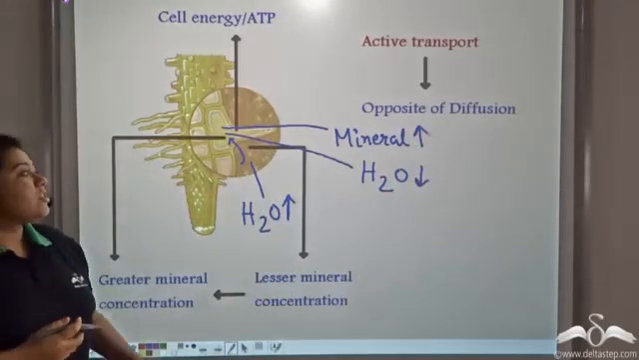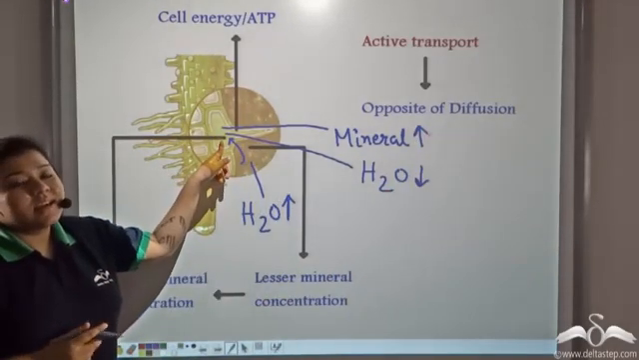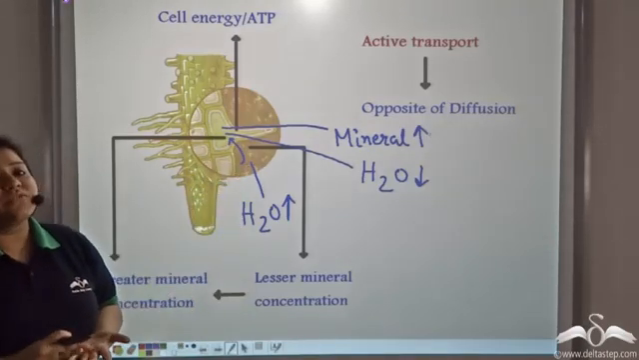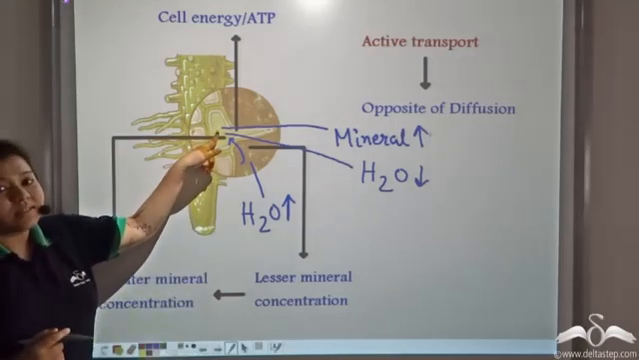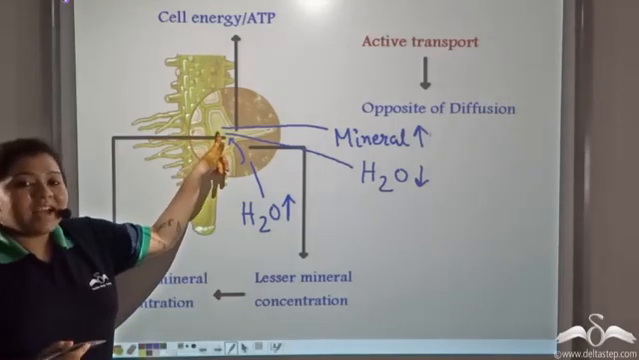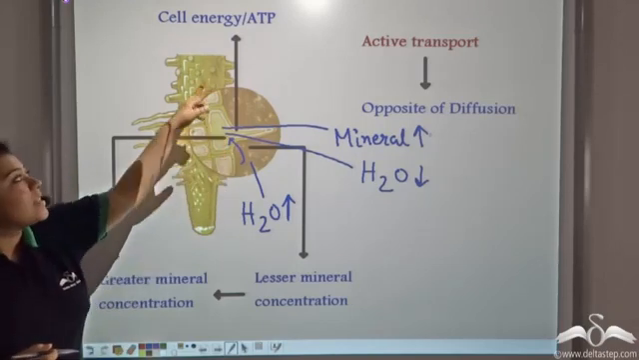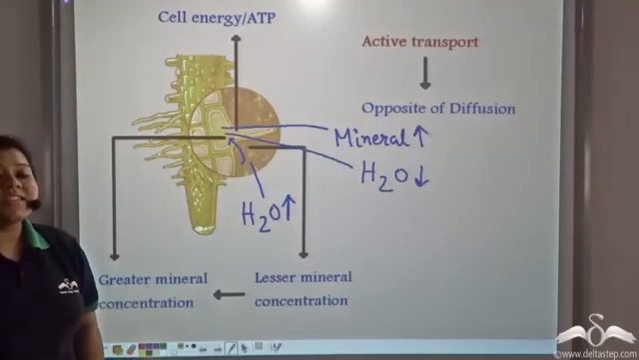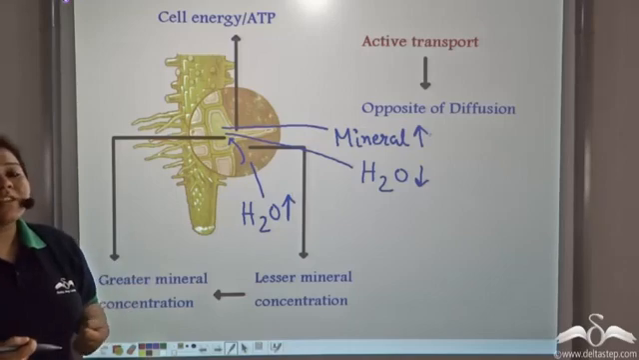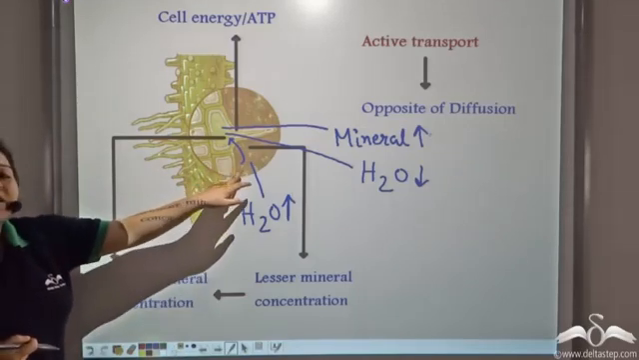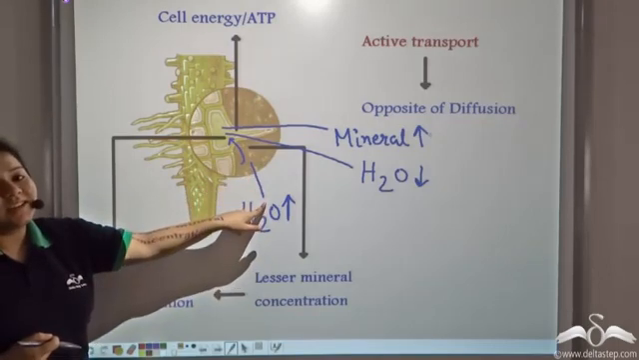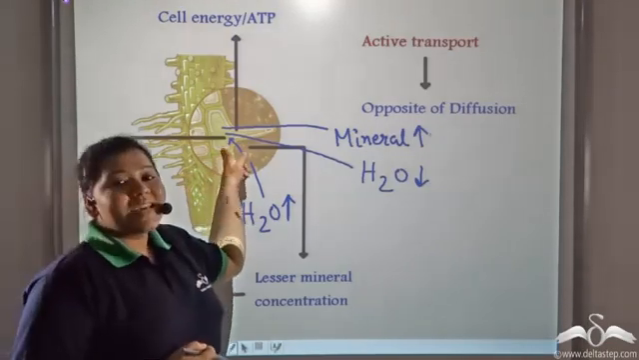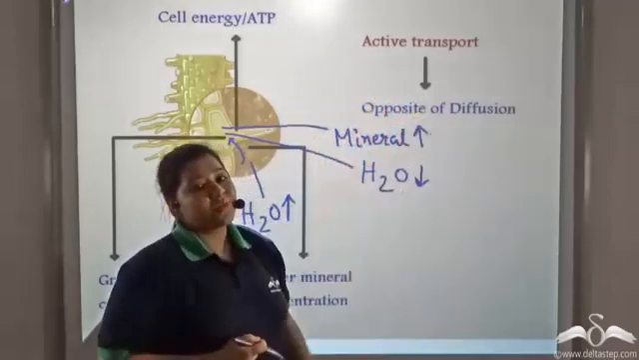Now, if the mineral concentration is already high in the root cells, then how will it take up minerals from the soil, which has a lesser concentration of minerals with respect to the root cells? Well, for that, root cells utilize energy in the form of ATP, and against the concentration gradient, they take up the mineral molecules. That is, the mineral molecules travel from a lesser concentration area to a greater concentration area in the root cells. And this process is known as active transport.